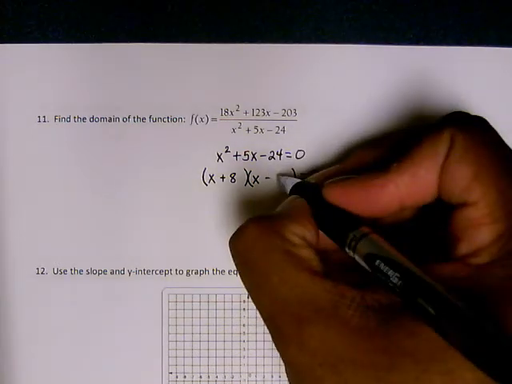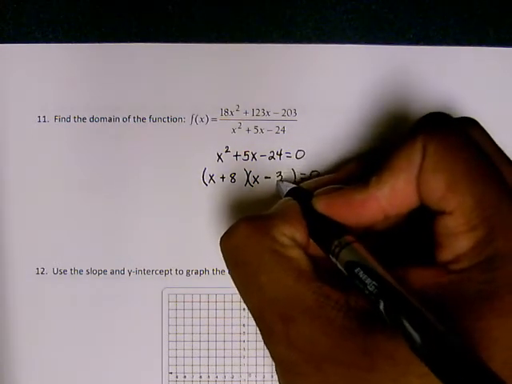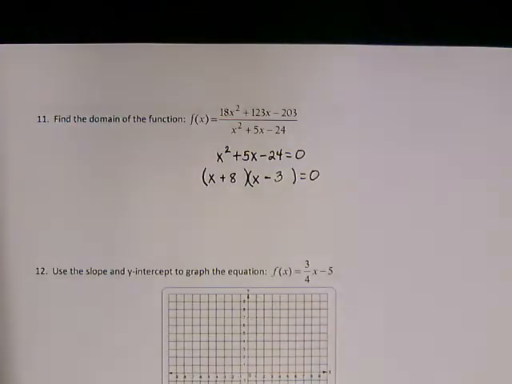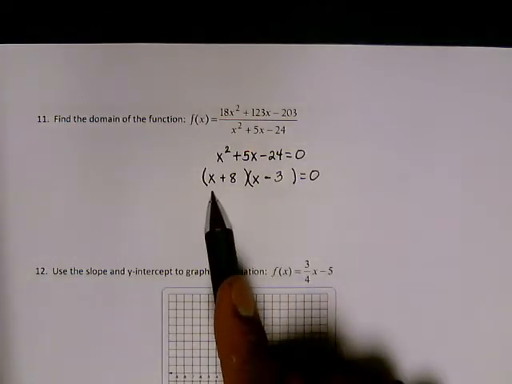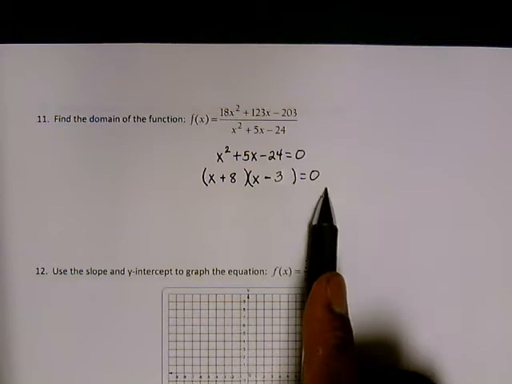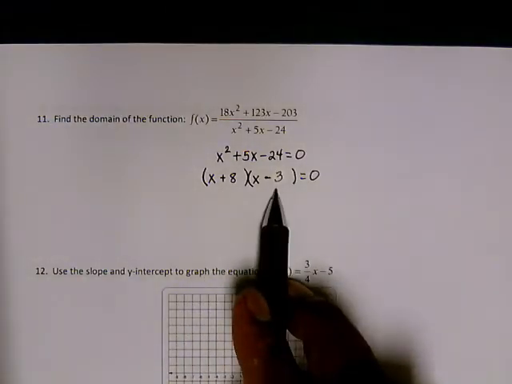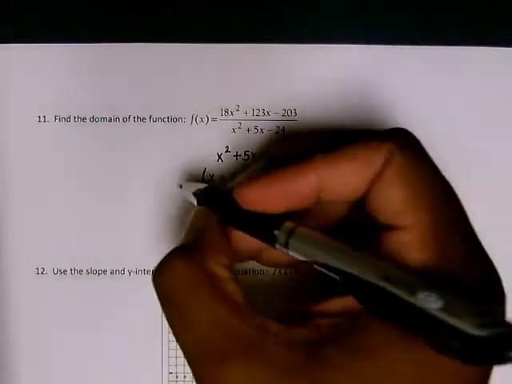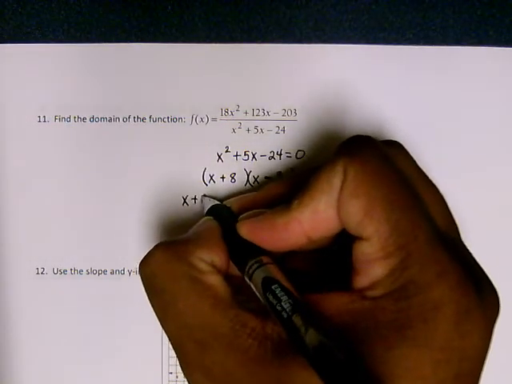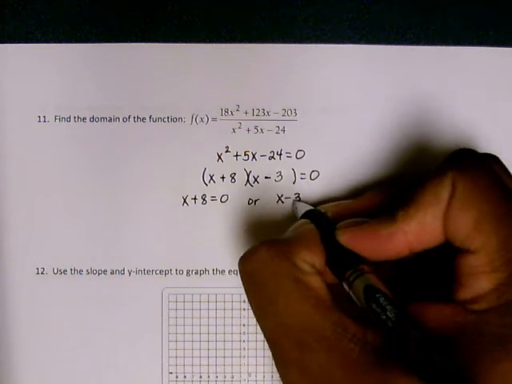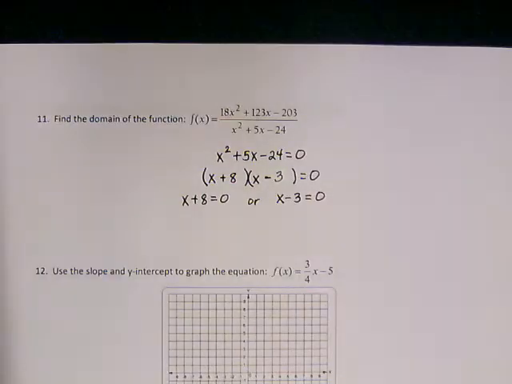Plus 8 and a minus 3, because 8x and a minus 3x will give me the middle term of 5x. So this is x plus 8 times x minus 3 equaling 0. And then we set each binomial factor equal to 0. So this means x plus 8 equals 0 or x minus 3 equals 0.